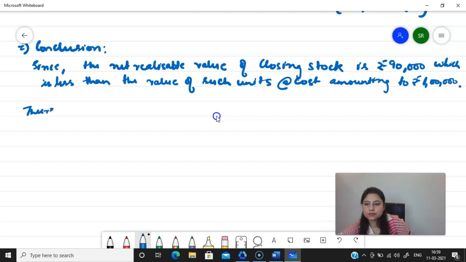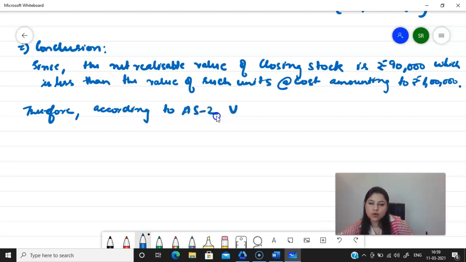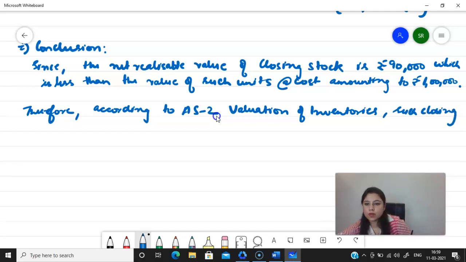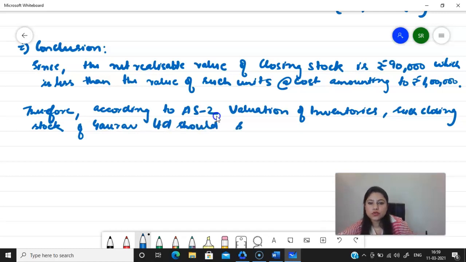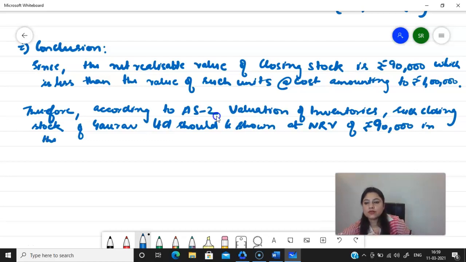therefore, according to AS2 on valuation of inventories, such closing stock of Gaurav Limited should be shown at net realizable value of rupees 90,000 in the financial statement.